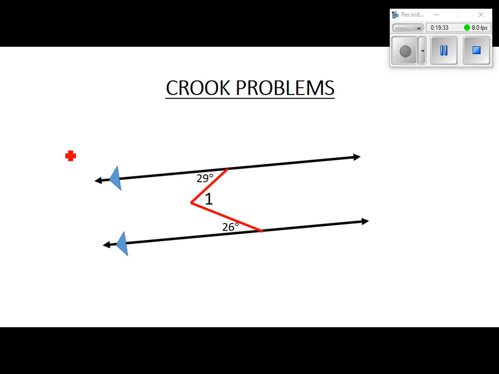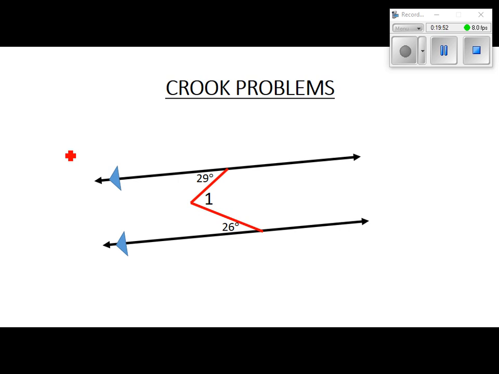Why do you think these are called crook problems? Because they're... What's crooked? There's a line. Oh wait, no, that's our transversal, or it looks like where our transversal should be. It's crooked. That's why they're called crook problems.